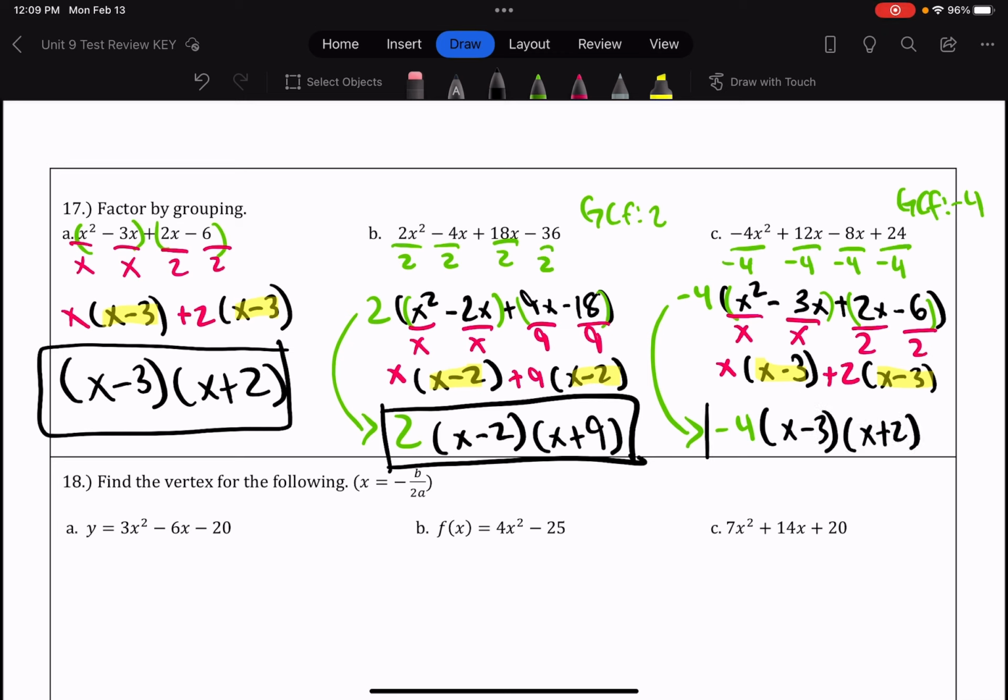All right, guys, in our next video, we're going to start looking at finding the vertex and doing some more manipulations with these quadratic functions.